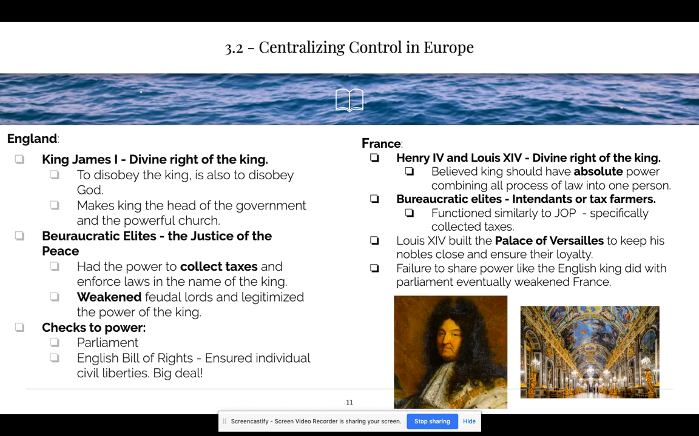Eventually, over time, we start to see England give more and more power to the people, and I'm talking over centuries. France fails to do this for a long time, and that eventually ends up in the French Revolution in the 1800s.